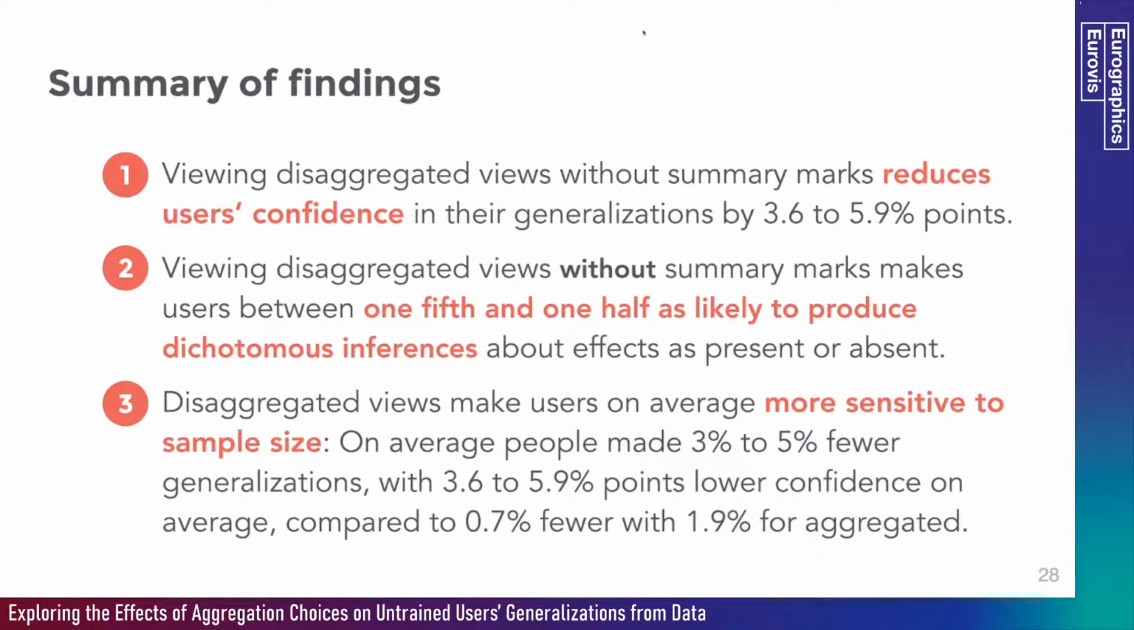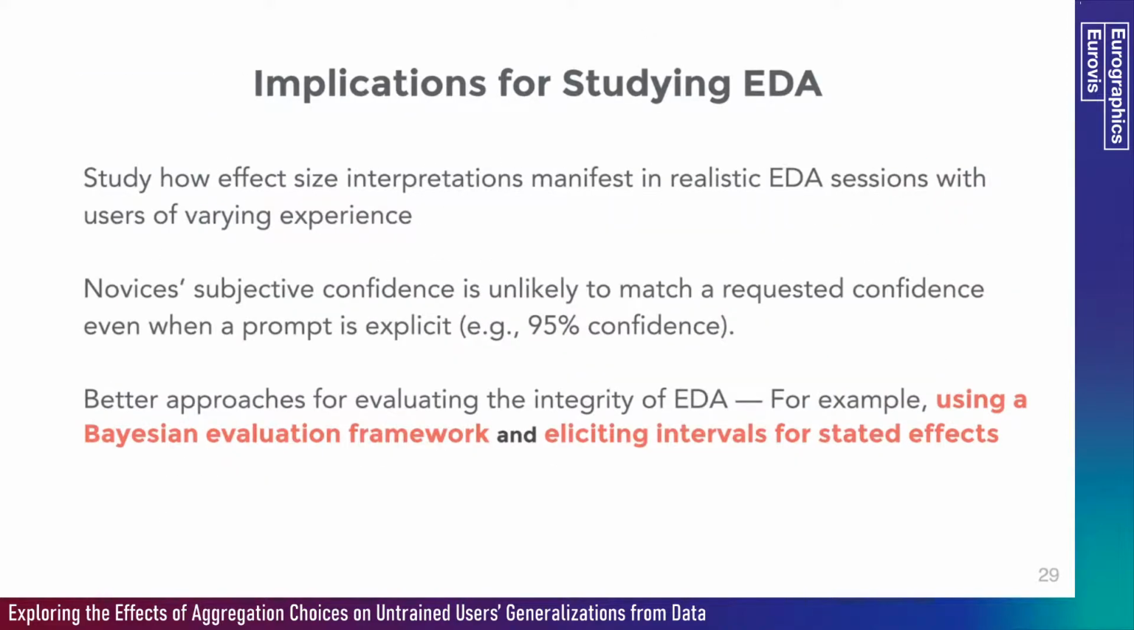On average, people made fewer generalizations and also had lower confidence on average. The takeaway from this is that when analysis settings may involve small data sets and users not trained in analysis, using disaggregation is a much better option. Or a system like Tableau could use different defaults based on sample size. For example, changing to disaggregated data whenever sample size drops below some threshold.